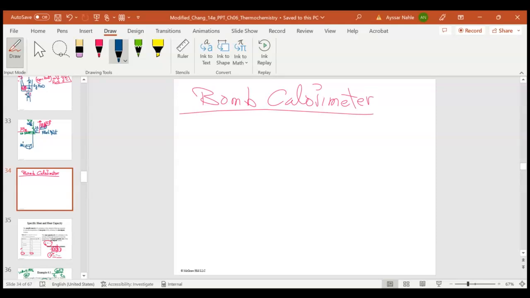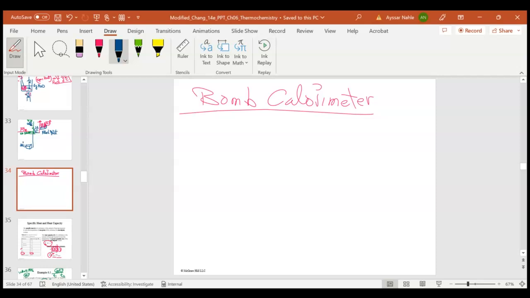The bomb means it's a certain device, perfectly closed. That's the bomb, okay? And inside there will be two chemicals. When you trigger it, one chemical reacts with the other chemical to produce a chemical reaction that is very fast and will give a huge amount of energy. And that's why an explosion will take place.